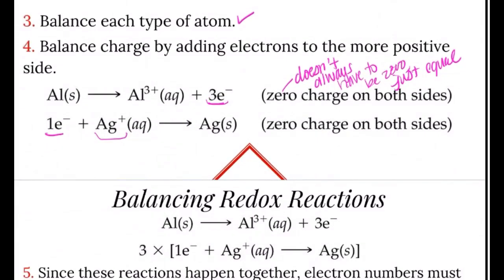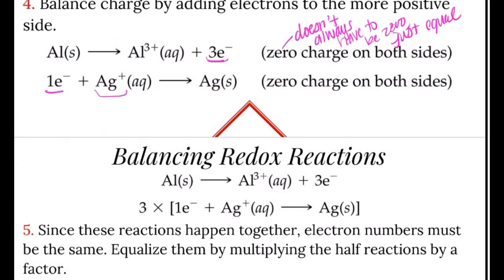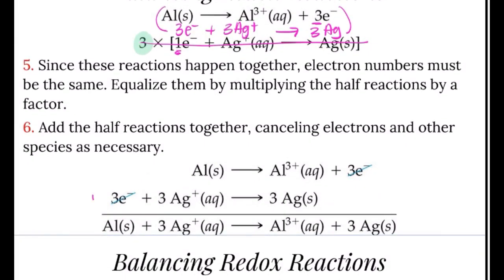So the last step, we need to make sure that we have the same number of electrons on all sides. So if I have 3 here and I only had 1 here, I need to multiply this whole reaction by 3. And so I can rewrite that. I will say 3 electrons plus 3 silver ions gives me 3 silver, and I'll cross this out so that what I'm really looking at are these 2 reactions for my last step. And my last step is going to be to add the half reactions together. Literally, we set it up like an old school addition problem.